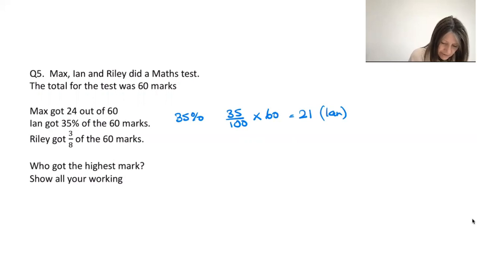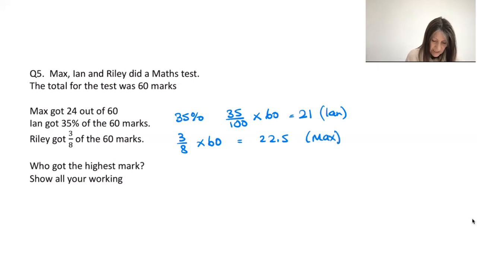Then we are going to do 3/8. So divide, whoops, wrote 2/8. That wasn't very clever. So we've got 3/8 times by 60. Divide by the bottom, times by the top, pop it in your calculator. You've got 22.5, which is what Max got. Okay, so who got the highest mark? We've got 22.5, 21, and 24. So Max got the most.